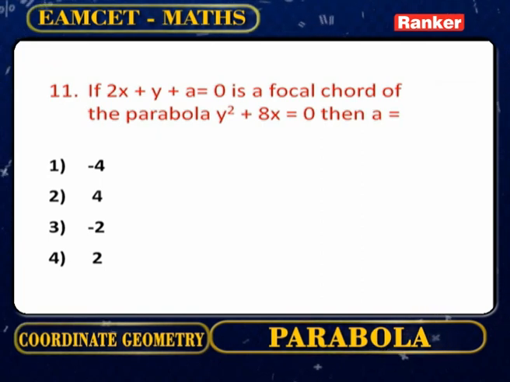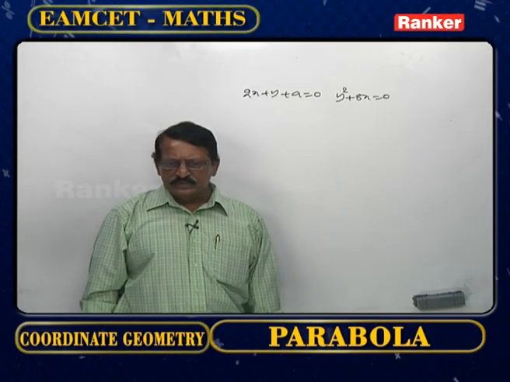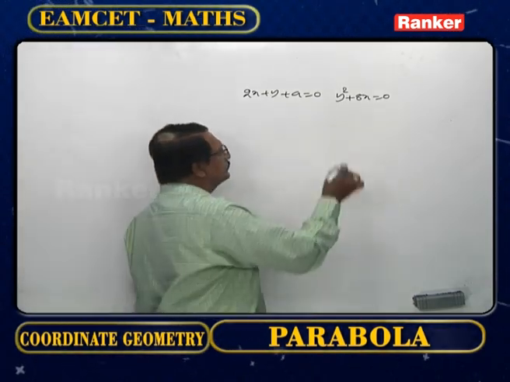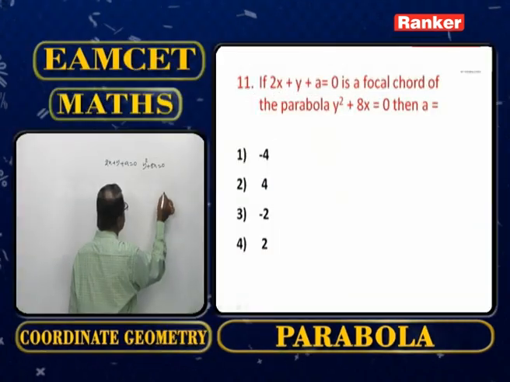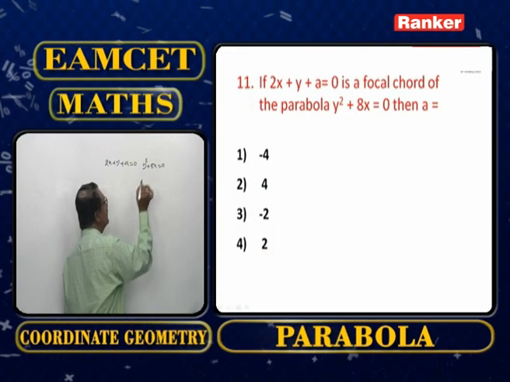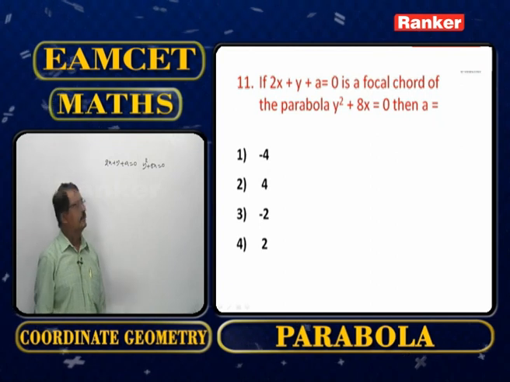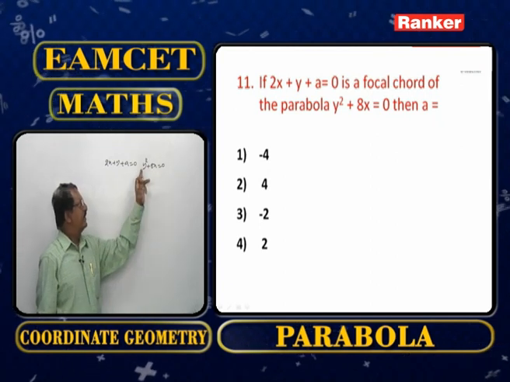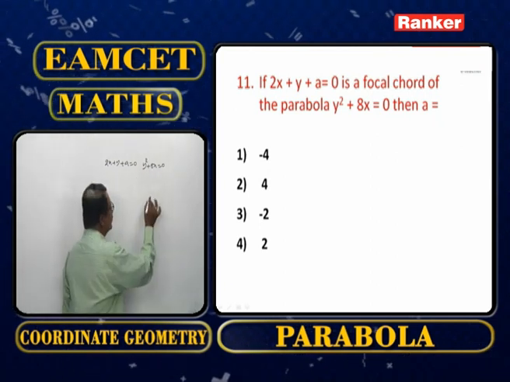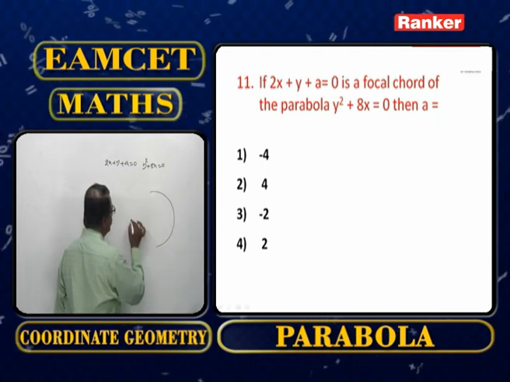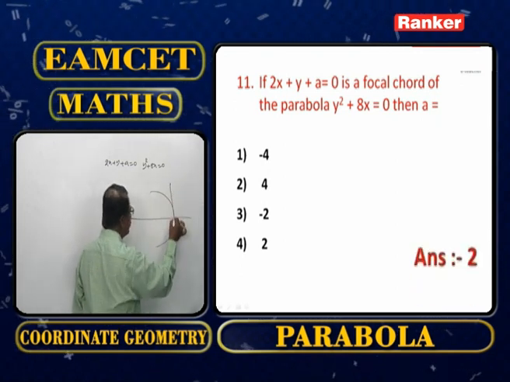If 2x plus y plus a equals 0 is a focal chord of the parabola y square plus 8x equals 0, then a equals to? Require the value of a. Now, the parabola y square equals to minus 8x, its axis is the opposite side, the negative x axis.